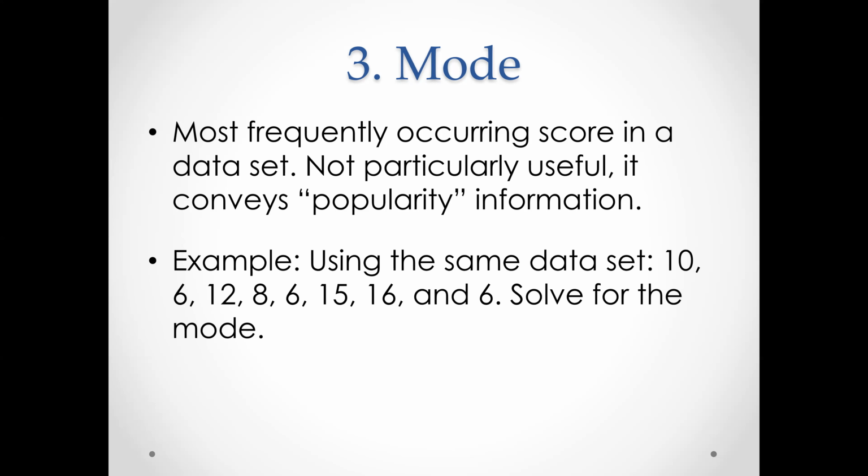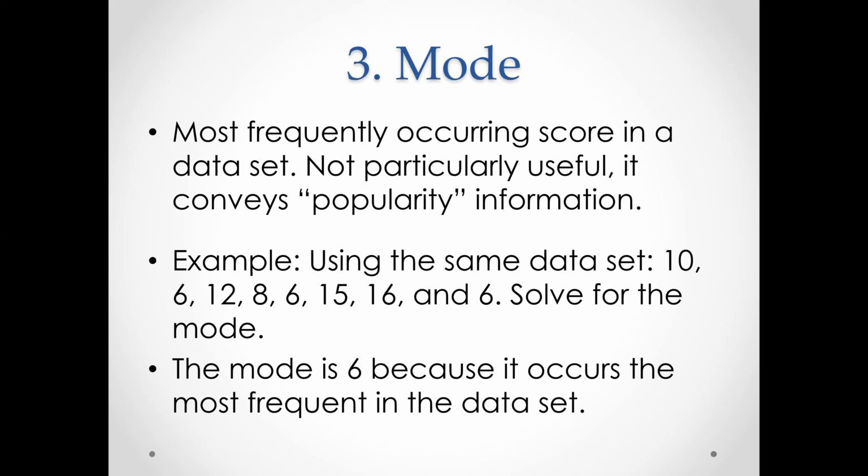Okay, so here we have the same original data set, and if you notice, 6 is the most occurring number out of this data set. There are 3 6s, so 6 would be the mode for this example. So those are our 3 indices, the mean, median, and mode.